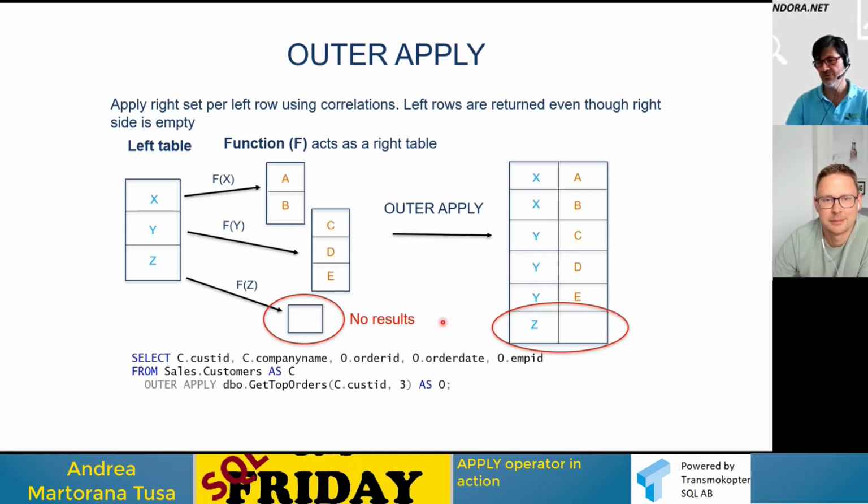So there is no result, but you have an output because there are no orders in the order table for your third customer. So this is the main difference between using a cross apply versus an outer apply. Again, it's the same concept as inner versus outer join.